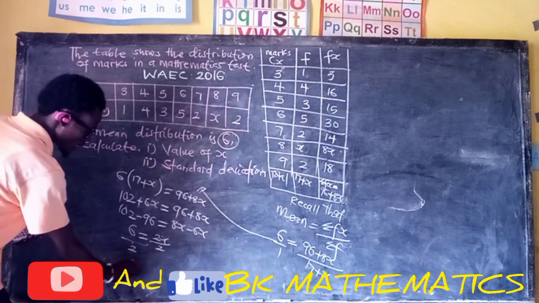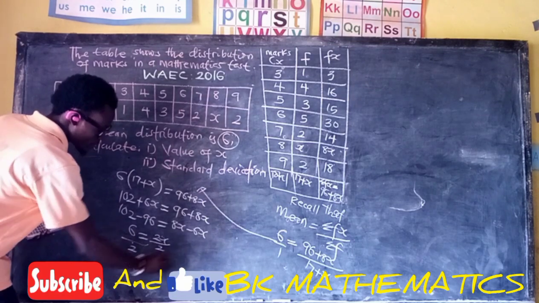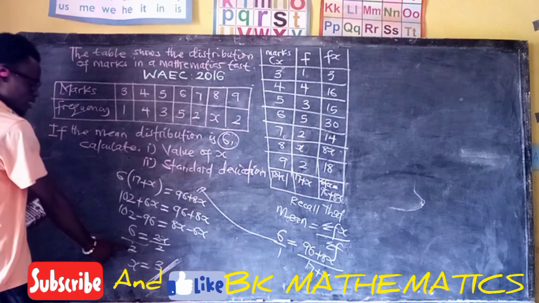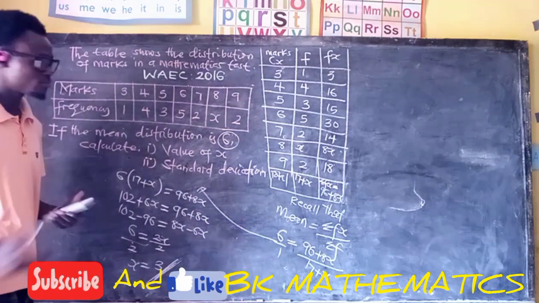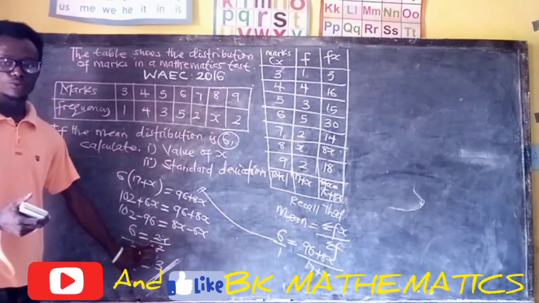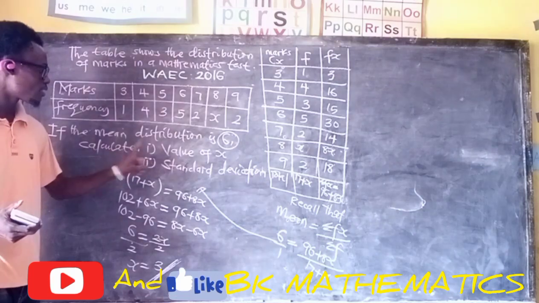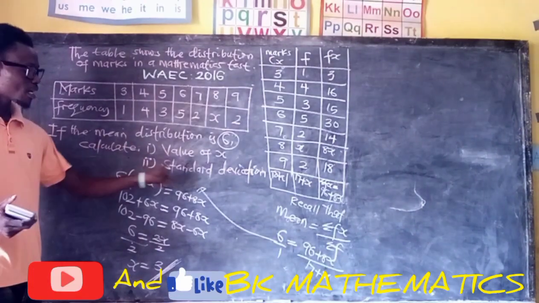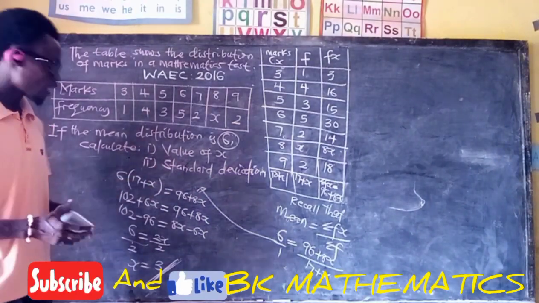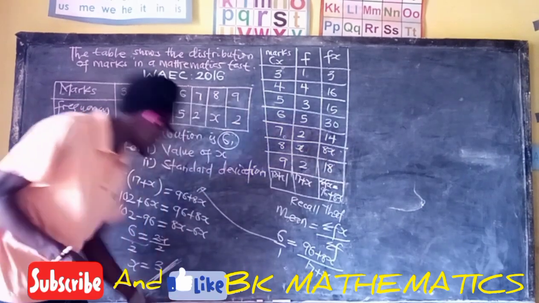Then the value of x automatically becomes 3, because we know 2 can go to 6 3 times. So this is the value of x that we have to find for Roman 1. Now we want to look at Roman 2 to calculate standard deviation.